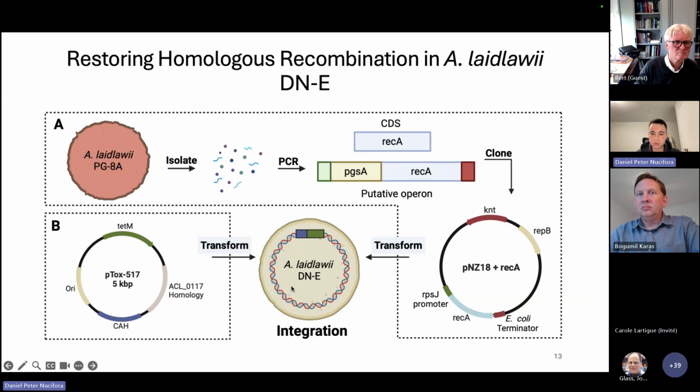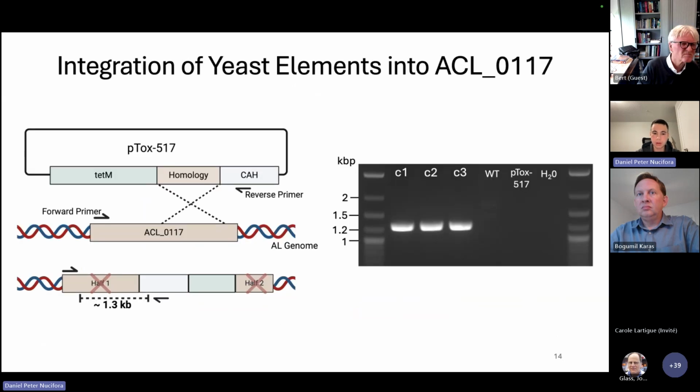I've then been able to transform this complemented strain with a plasmid that has a region of homology for the toxic gene. And I'm showing here a PCR showing that we've been able to integrate a whole plasmid containing yeast elements, including His, directly into that gene. So at this point, we hopefully had a strain that would be able to be cloned inside of yeast.